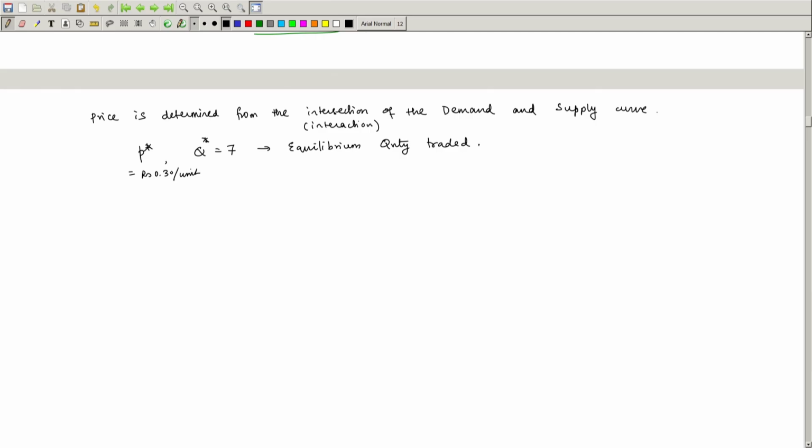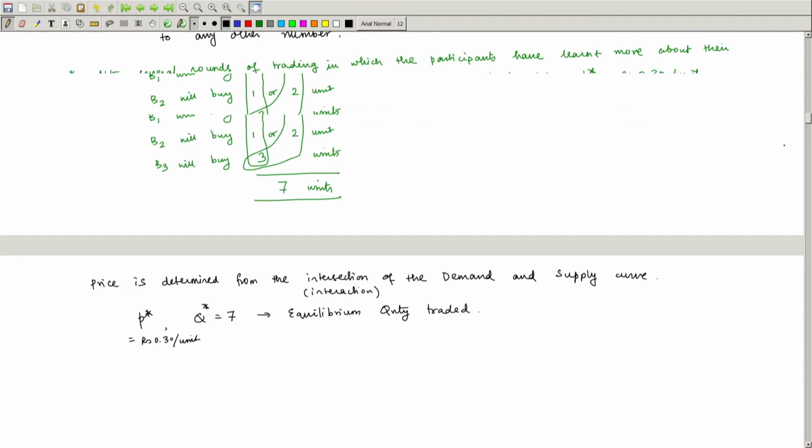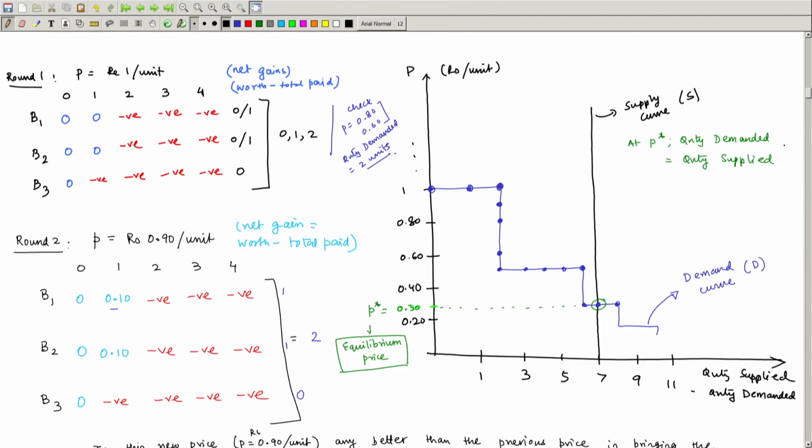Now, let us look at a few other interesting terminology. If I go back to this graph, and if I take a price of P equal to 0.7, let us say. Now, at this price P equal to 0.7, notice my quantity supplied is 7 units, but my quantity demanded is only 2 units. So, as before, there is a mismatch between quantity supplied and quantity demanded, which will put a downward pressure on the price. So, this is called the excess supply.